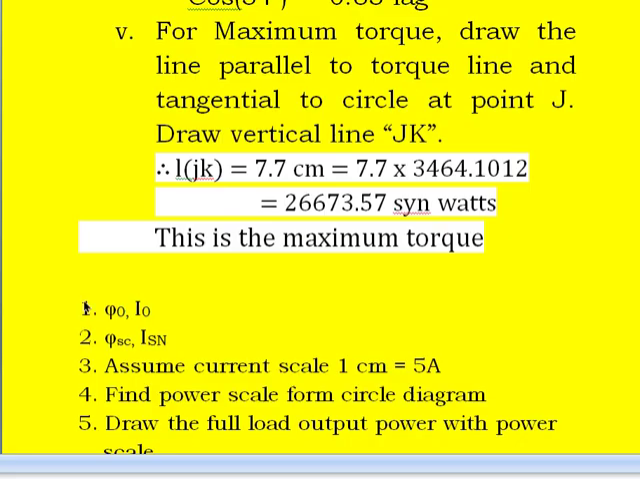Coming to the maximum torque, that is JK, its length is obtained as 7.7 centimeters, and torque can be expressed in terms of synchronous watts. So we take the power scale for obtaining the torque in terms of synchronous watts. We know the power scale is 3464.1012 watts per centimeter. So for 7.7 centimeters we get 26,673.57 synchronous watts. This is the maximum torque obtained in this problem.